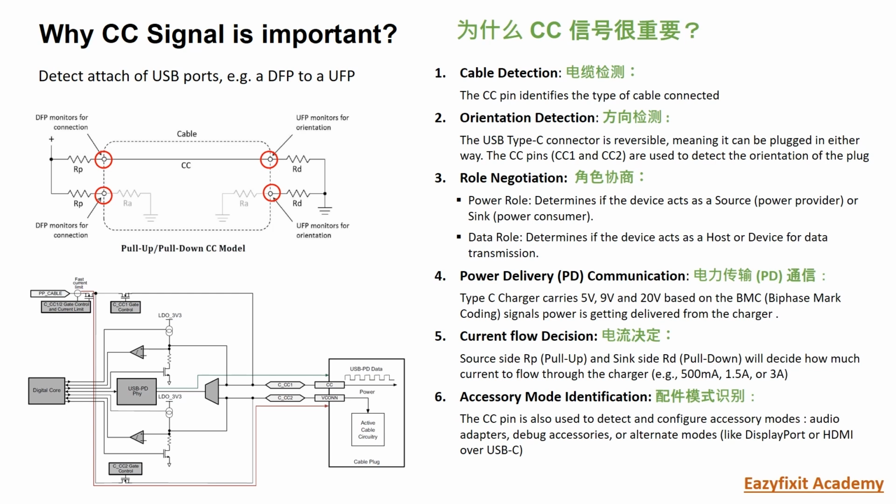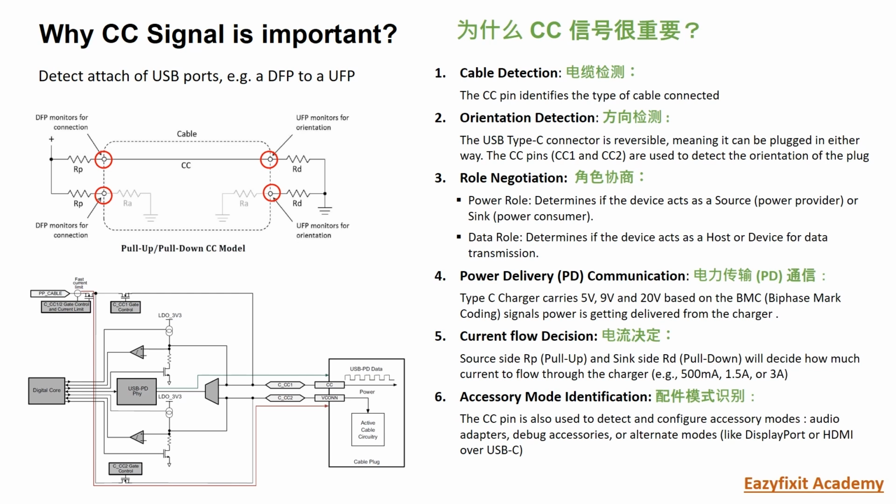Orientation detection. It also detects the orientation, whether it's the top side or the bottom side. CC1 is the top side and CC2 is the bottom side. Role negotiation. What is role negotiation? It determines whether the device acts as a source or a sink.